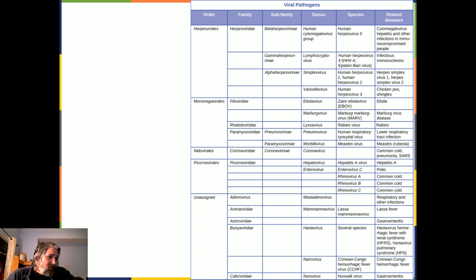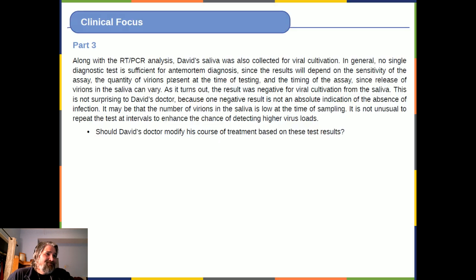So some other viral pathogens, I'm not going to go over this. I'm not going to make y'all memorize. I had to memorize the major viral families and examples of each, but I don't know what the utility of that really is.